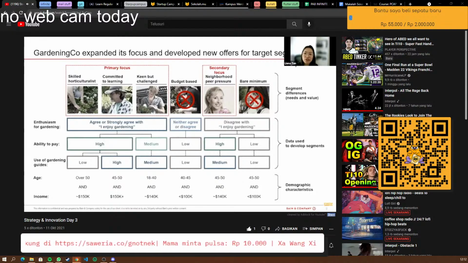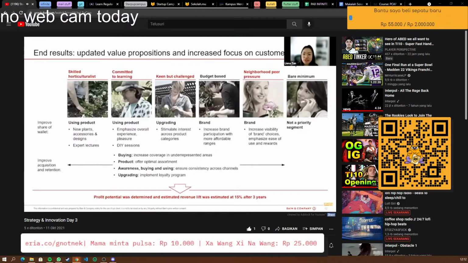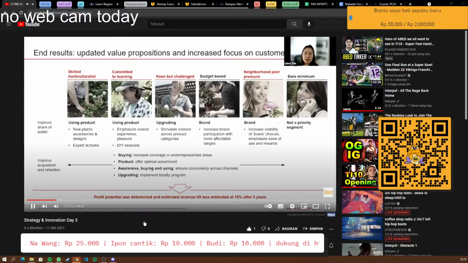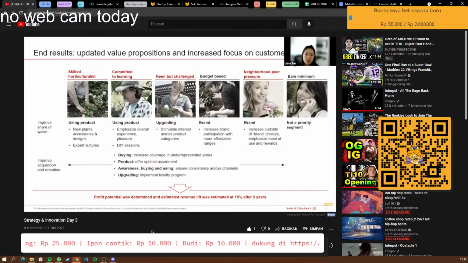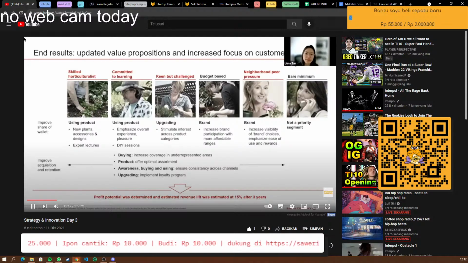Right, so based on that, you can come up with a segment strategy where you say, for each of my customer groups, I will make sure I have a clear strategy on how to increase my value proposition to them, right, according to what they need, right? So how do you make sure you improve share of wallet, right? Share of wallet means how much are they spending with you versus other competitors, right?